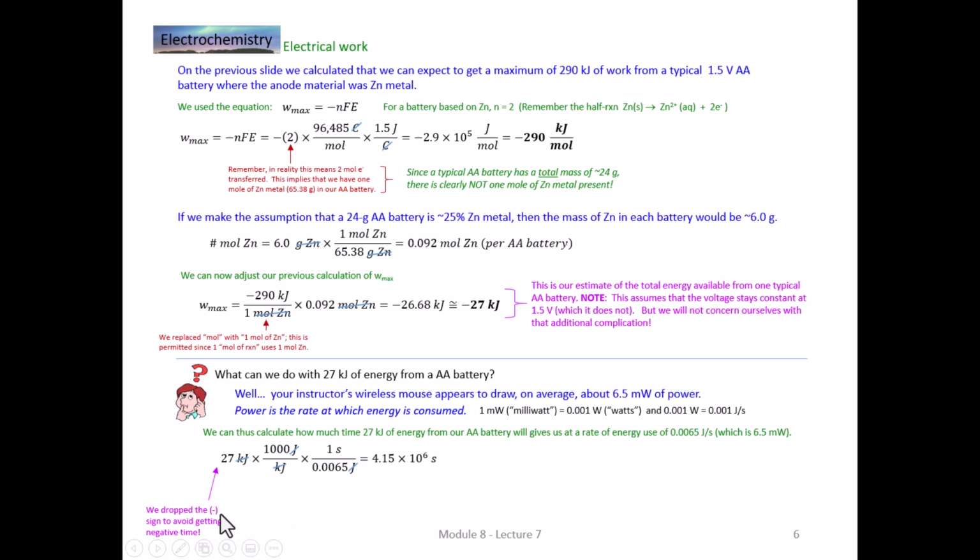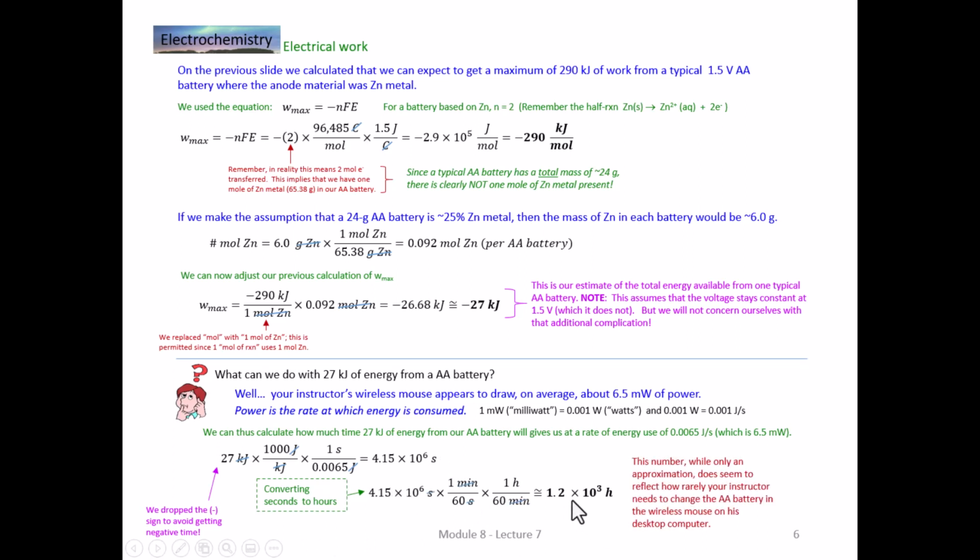I dropped the minus sign here on the work just to avoid getting negative time. If we convert this many seconds to hours, it turns out to be about 1,200 hours. And that seems like a lot, and it's only an approximation, but it does seem to be a pretty good reflection of how rarely I need to change the AA battery in this wireless mouse on my desktop computer.